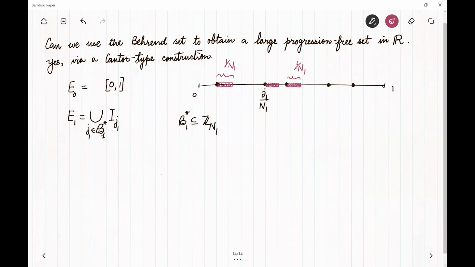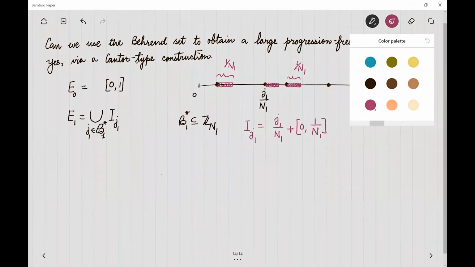Okay. All right. And what is I sub j1? These are the intervals. I sub j1 is by definition the interval from j1 over N1, with this little fudge factor of 0 to 1 over N1 attached to it. Now obviously it's not true that E1 itself is a progression-free set. That's too much to expect, because it consists of small intervals, and the moment there are intervals, intervals contain plenty of progressions, as we all know.